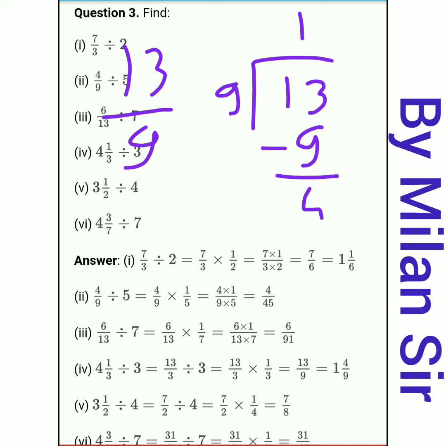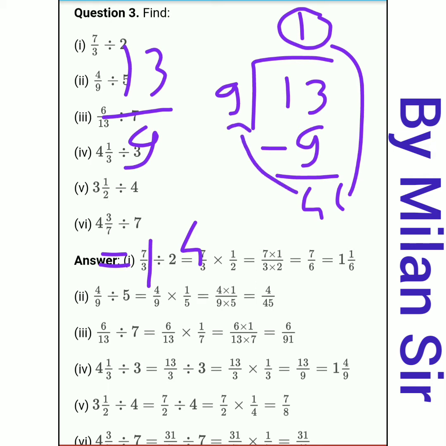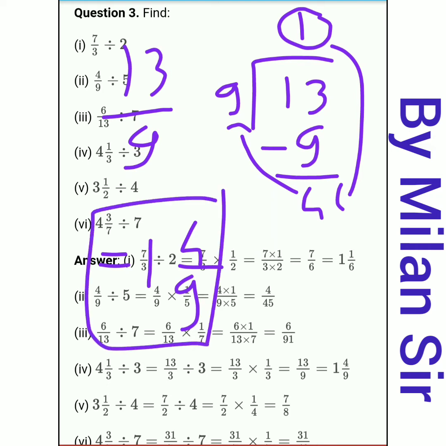13 minus 9, it is 4. Okay, so final answer, this integer part 1. Then denominator 9 and remainder 4. So our answer is 1 integer 4 by 9.